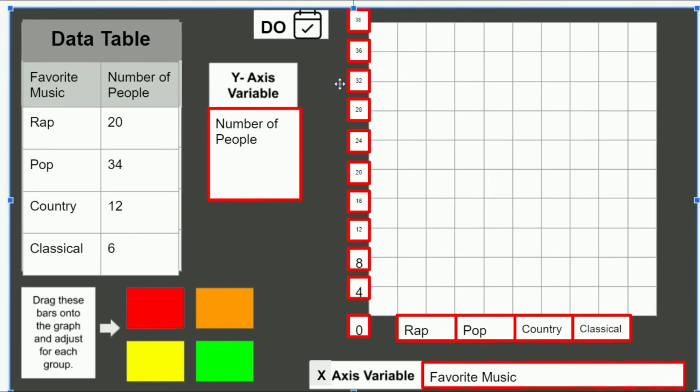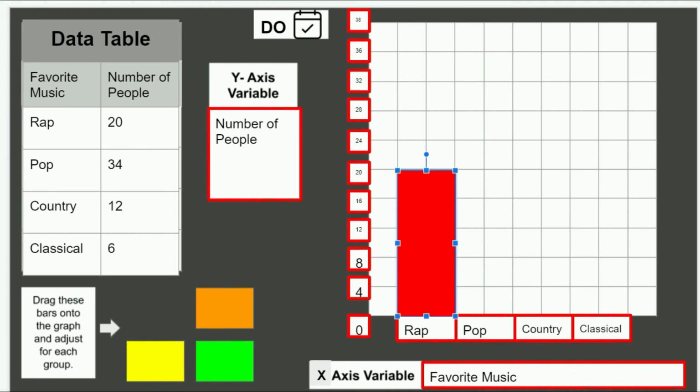Okay, so now that I have my scale set up, counting by 4s, I can put my bars on my graph. So what I'm going to do is I'm going to drag these bars onto the graph and then adjust for each group. So I'm going to use this red one for my rap group. So I'm going to put it over the rap group. And then that was 20 as my measurement. So I'm going to take this bar and I'm going to move it up to the 20.